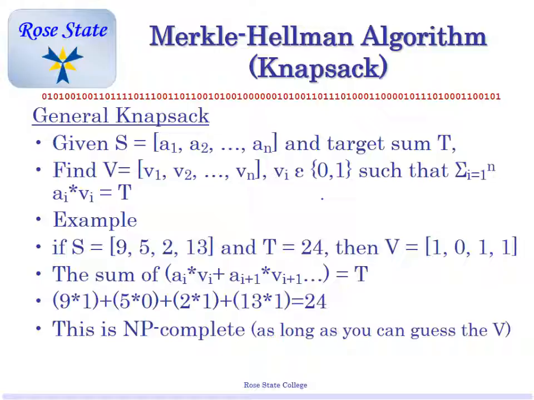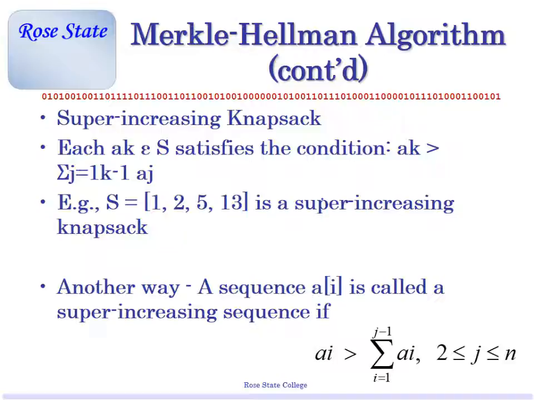So far so good? Everyone with me? All right. Now let's talk about the super increasing knapsack. Our simple knapsack must be super increasing, and there's the math for it. In English, a simple knapsack is super increasing as long as every number is larger than the sum of all prior numbers. So the 2 is bigger than the 1. The 5 is bigger than the 2 plus the 1. The 13 is bigger than the 5 plus the 2 plus the 1. Everybody see that? That's called a super increasing knapsack.